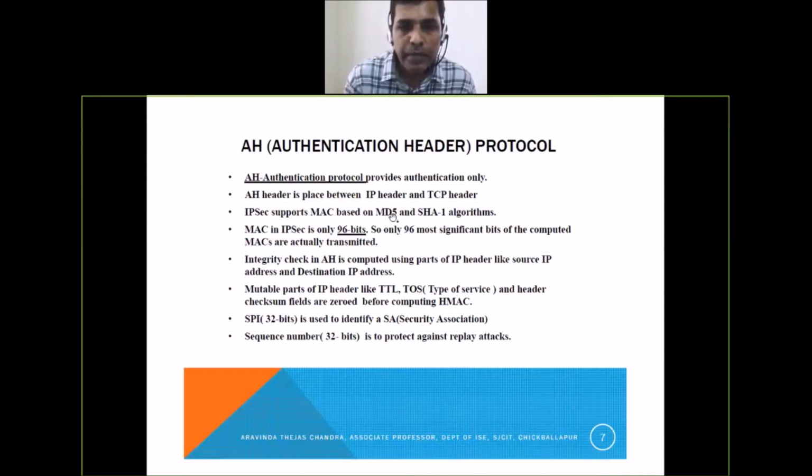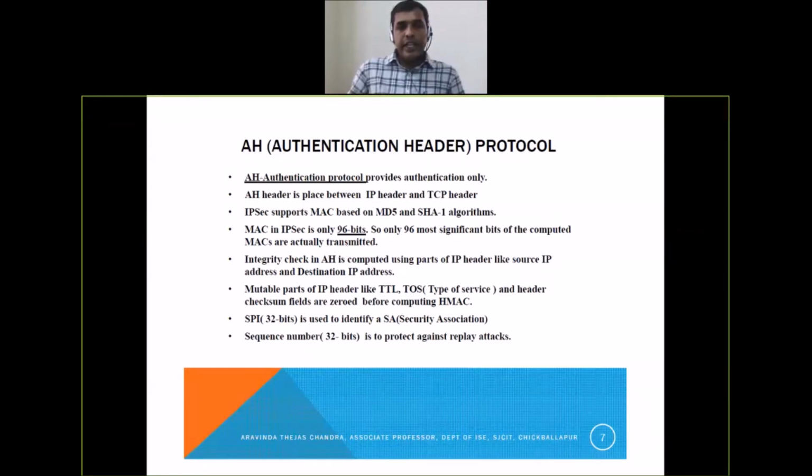Then what about MD5 being 128 bits and SHA1 being 160 bits? What about the remaining bits beyond 96? Only the 96 most significant bits of the computed MAC are actually transmitted. The remaining bits are ignored. Use whichever hash function, the remaining bits will be ignored. Only the 96 most significant bits will be used.